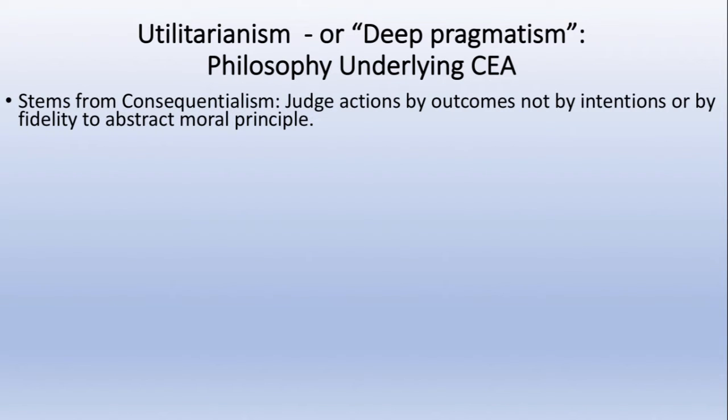There are many branches of ethical thought, and the broader school from which deep pragmatism or utilitarianism derives is called consequentialism. And the idea here is that actions should be judged by their outcomes, not by the intentions of the actors, or by how well the actions adhere to some abstract moral principle. So we're interested in actual results in the world as best we can predict them.